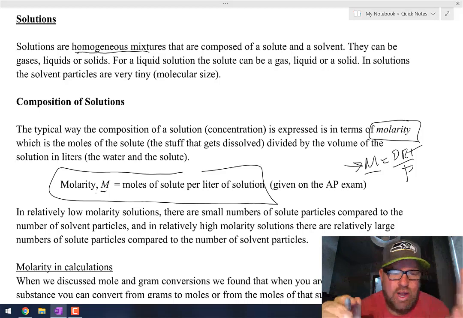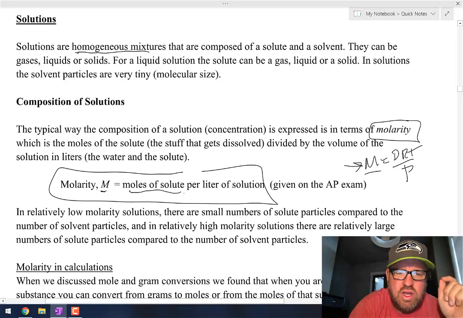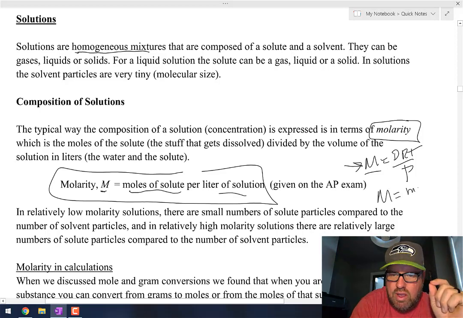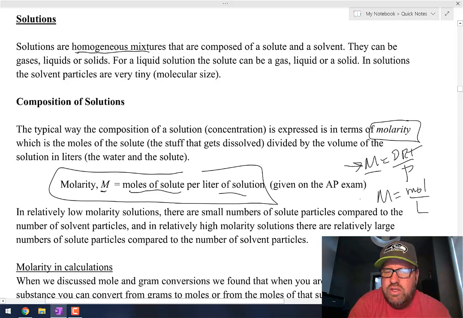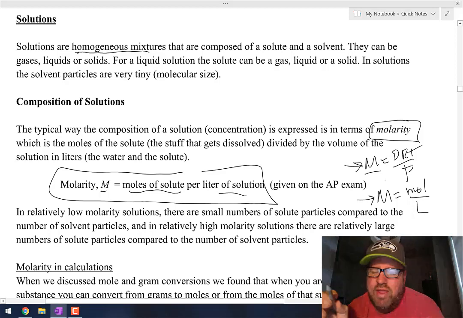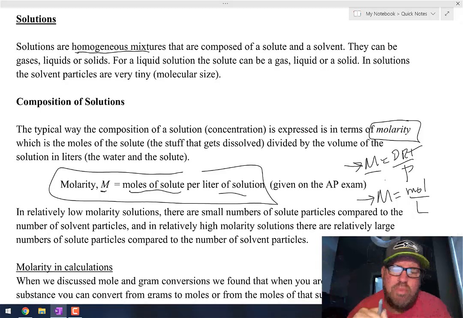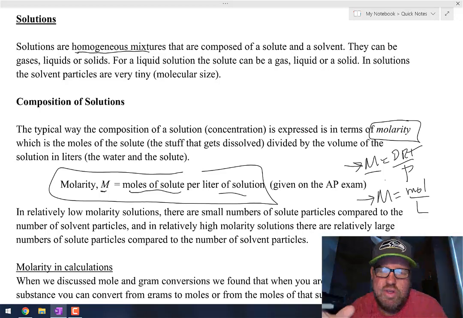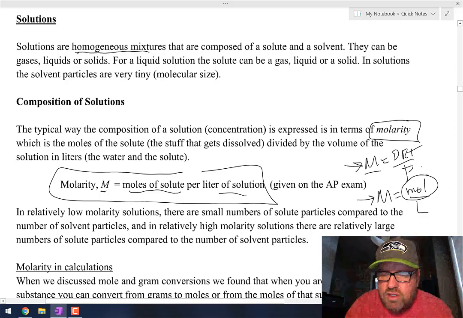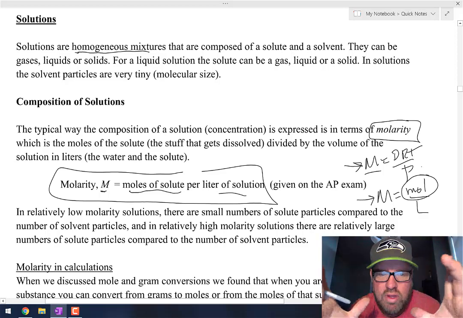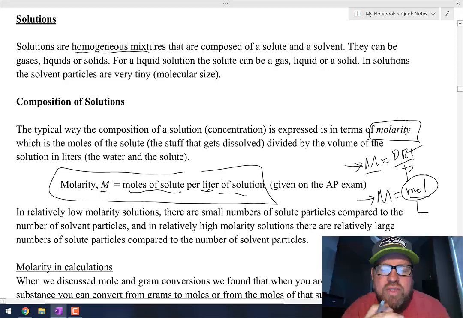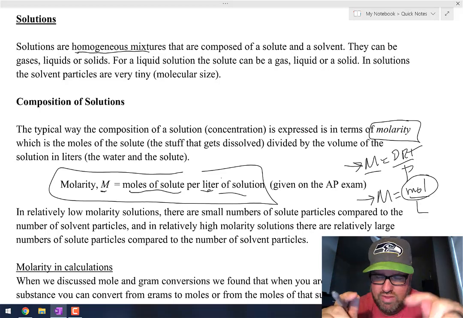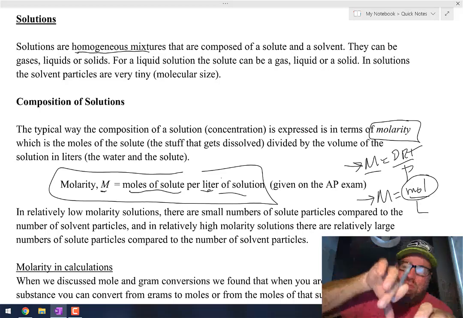Molarity is measured in the moles of the solute per liter of the solution. So another way of writing it is M equals moles over liters. The big M stands for molarity, and that is the moles of the solute. The solute is the stuff that you're dumping into the water. So if you're putting salt into water and dissolving it, the concentration is the moles of the salt divided by the volume in liters of the solution. That's not the volume of the water. Be very careful about that.